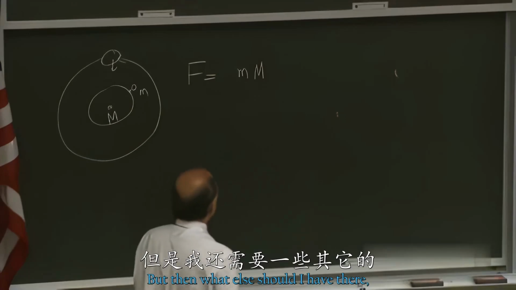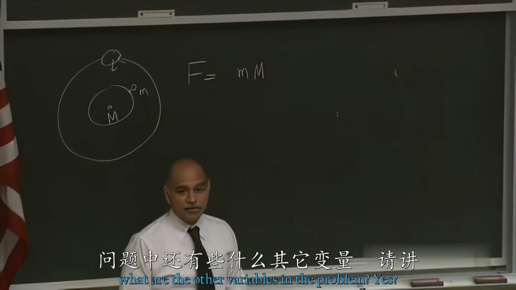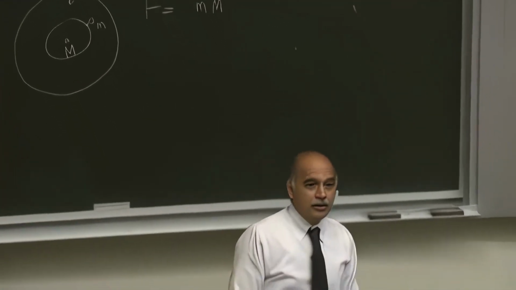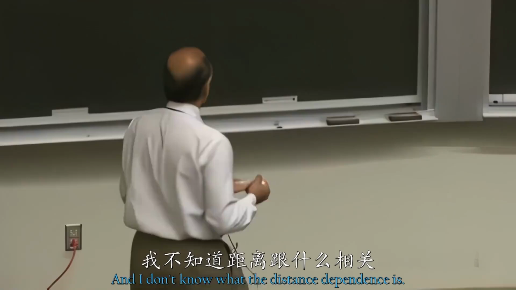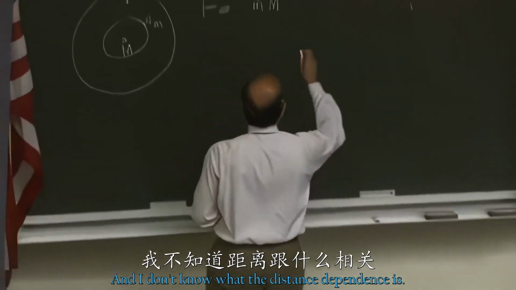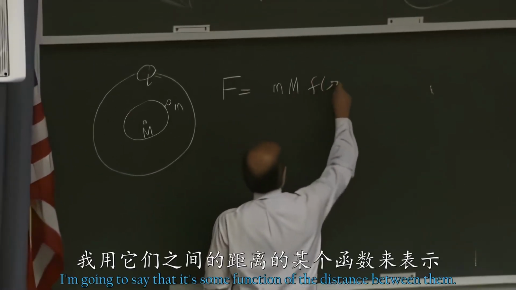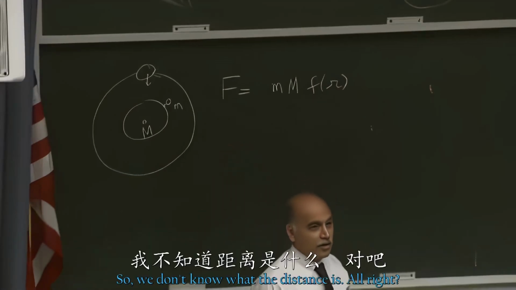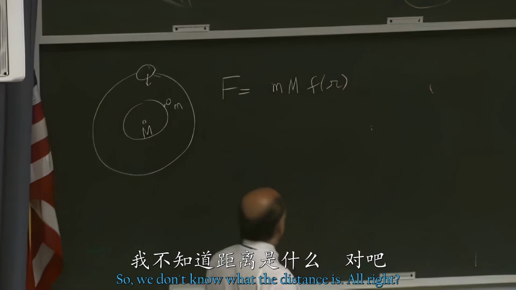But then what else should I have there? I mean, what are the other variables in the problem? Yes? The distance between them, and I don't know what the distance dependence is. I'm going to say that it's some function of the distance between them. So we don't know what the distance is.